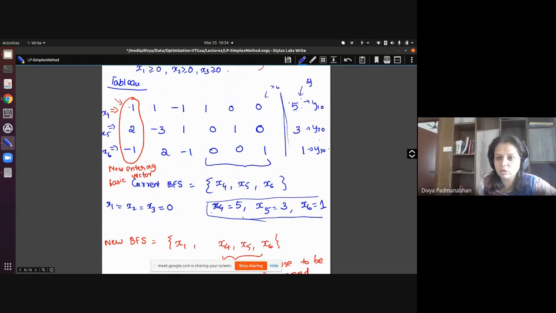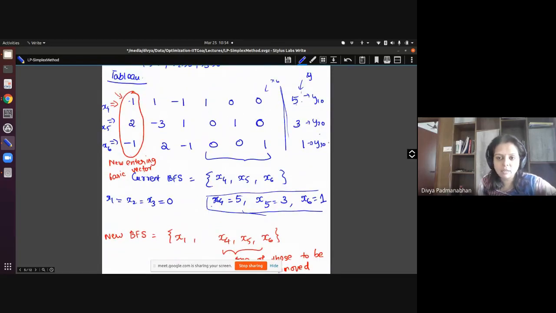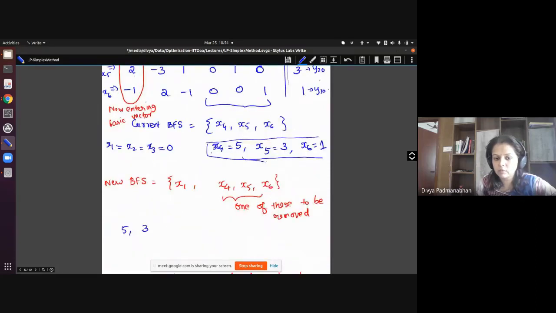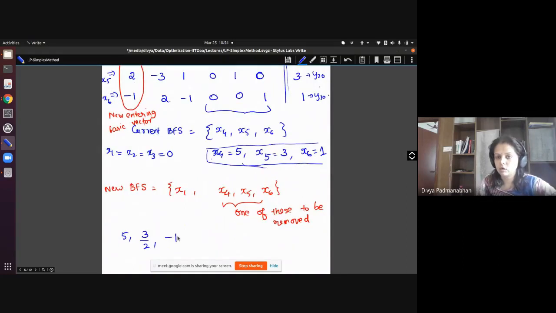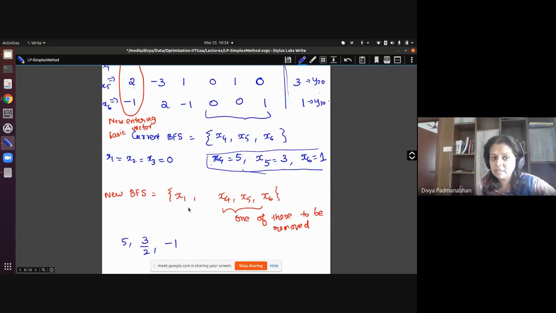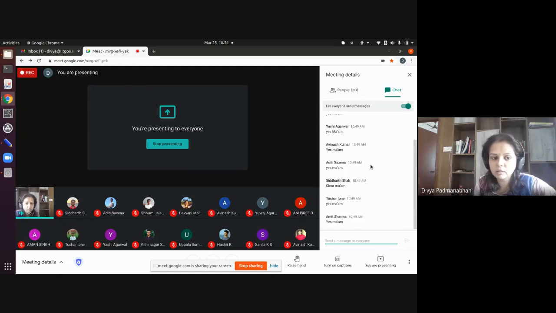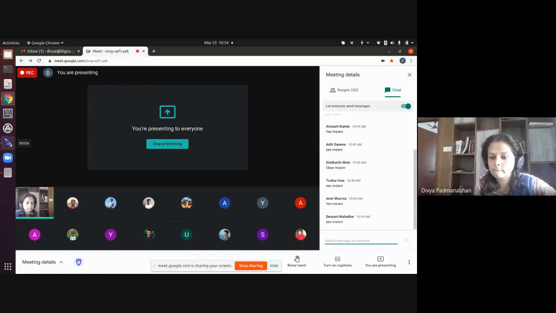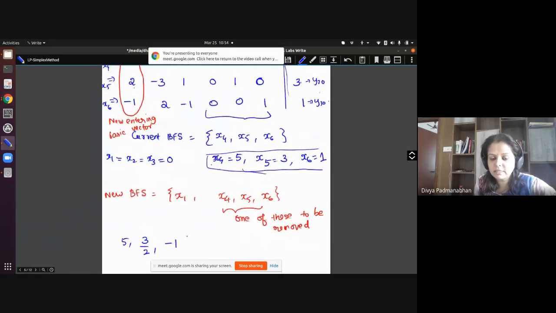So the ratios are going to be 5 by 1, so that is one value. The other value is 3 by 2. And the final one is what? -1. Okay, so is this clear how I took the ratios and why I took this particular set of values as the ratios? Guys, is it clear? Devyani? Yes. Okay, so out of these, you take the smallest.